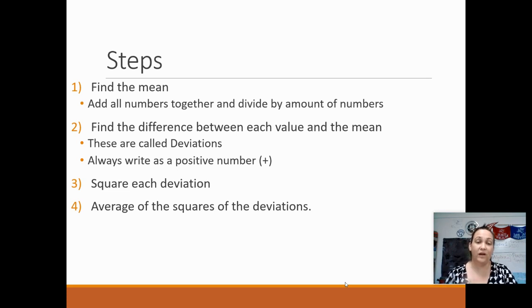Okay. So you found the mean, you subtracted every number from the mean, and you squared all those numbers that you got after you were done subtracting. Now you're going to find the average of those squares. This is called the variance.